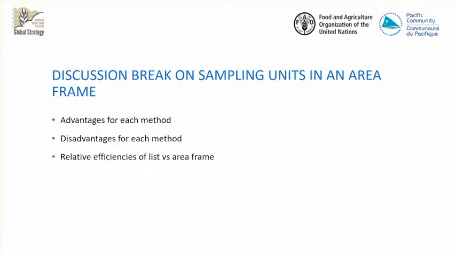So let's take a break here and discuss some of the advantages and disadvantages of each method. What are the current practices, maybe in some of your countries, of how you select sample units from an area frame, or even if you do use an area frame at all to collect statistics?